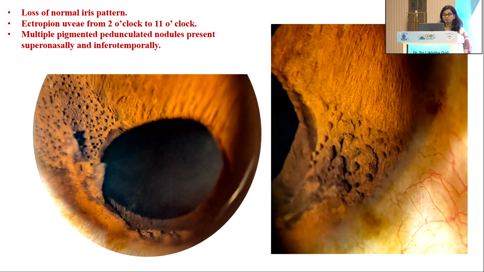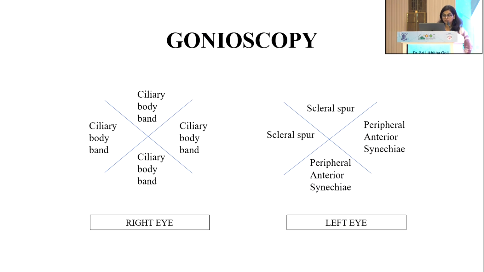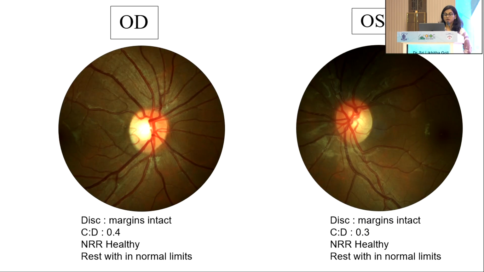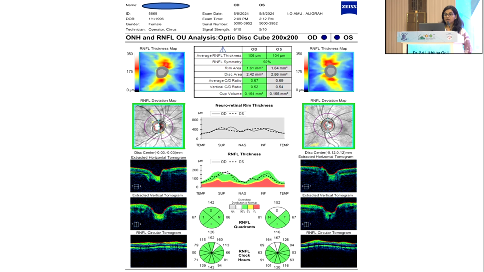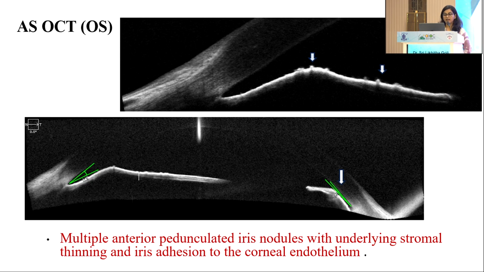This is the magnified view of the iris, showing loss of normal iris pattern with ectropion uveae from 2 o'clock to 11 o'clock, and multiple pigmented pedunculated nodules present superior-nasally and inferior-temporally. Gonioscopy shows peripheral anterior synechiae in 2 quadrants. Fundus examination is normal with normal CD ratio, and perimetry is normal. ONH and RNFL analysis shows no thinning and is normal. ASOCT shows multiple anterior pedunculated iris nodules with underlying stromal thinning and iris adhesion to the corneal endothelium.